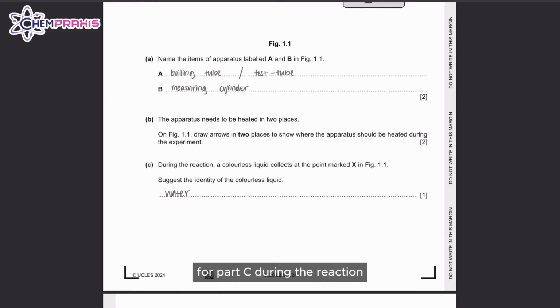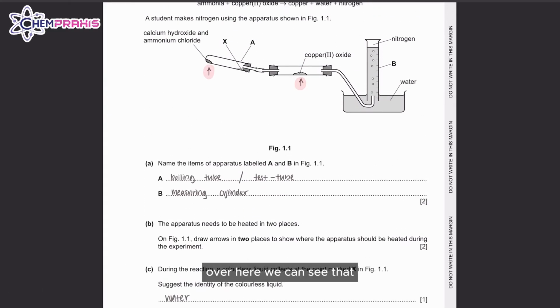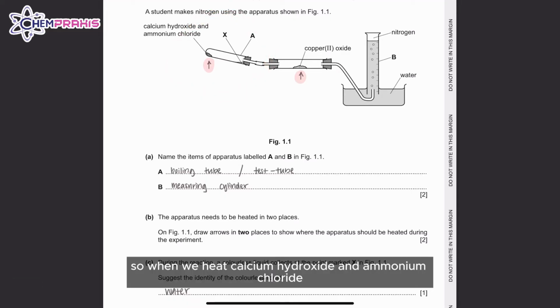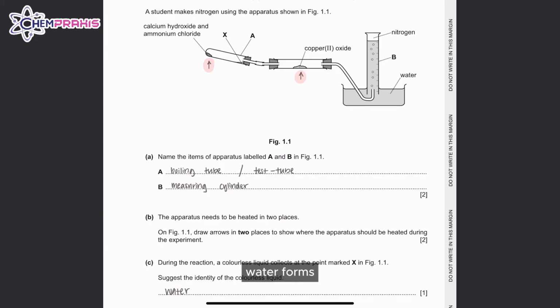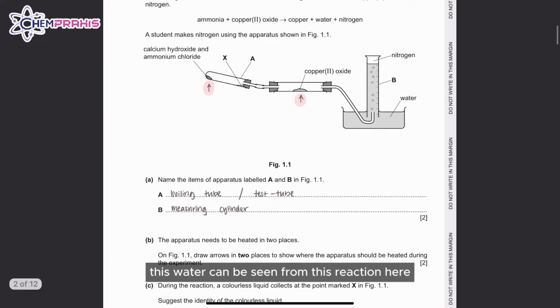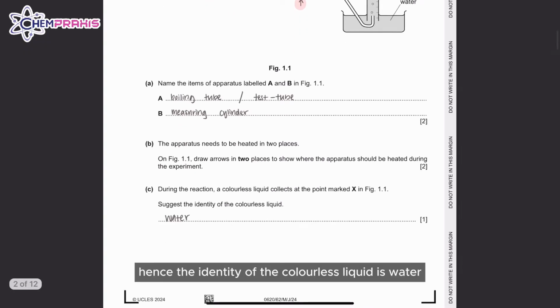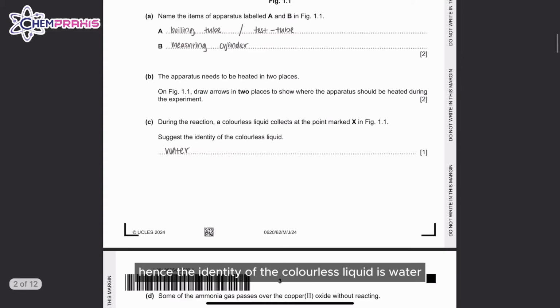For part C, during the reaction, a colorless liquid collects at the point marked X in Figure 1.1. Suggest the identity of the colorless liquid. Over here, we can see that X is labeled in the first part. So, when we heat calcium hydroxide and ammonium chloride, water forms. This water can be seen from this reaction here. Hence, the identity of the colorless liquid is water.